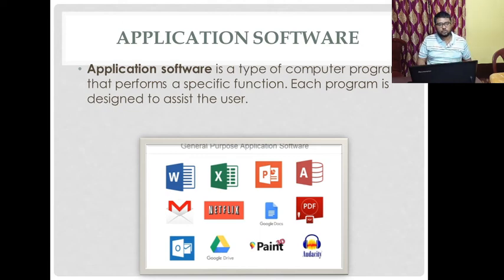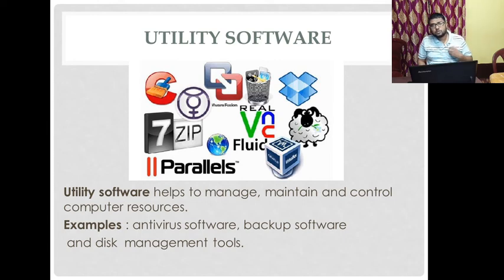Then there is something known as utility software. Utility software helps in managing, maintaining and controlling the computer's resources. The system software works with the hardware, but utility software works basically inside the computer and does some tasks that need to be done, like antivirus software. It is a utility software. It checks the entire hard disk of my computer or an external device that I am connecting with my computer, so that a virus does not enter into my computer.